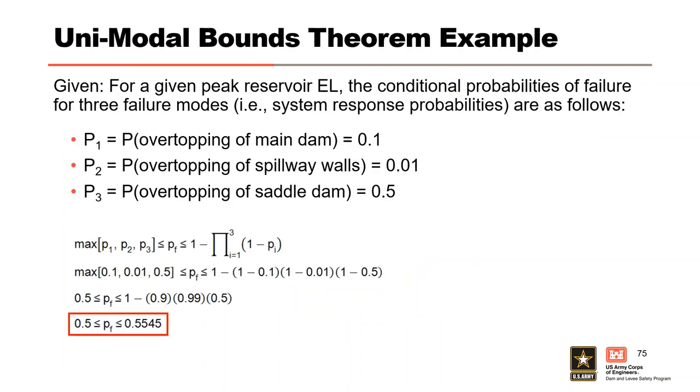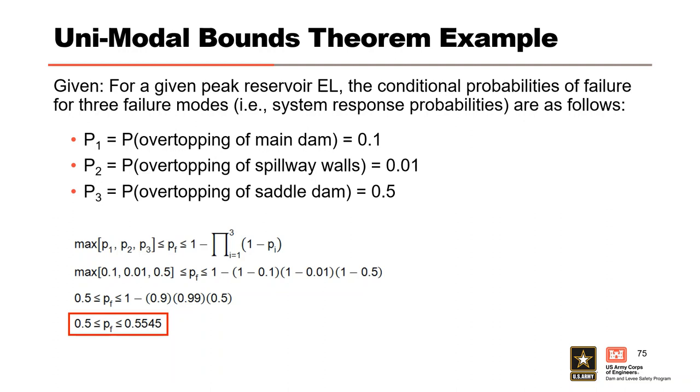In this example, we are given 3 system response probabilities from 3 different overtopping failure modes. The unimodal bounds theorem states the total probability will be somewhere in between the highest individual failure mode probability, which will be the overtopping of the saddle dam, P3, and 1 minus the products of the event's complements, or De Morgan's rule.